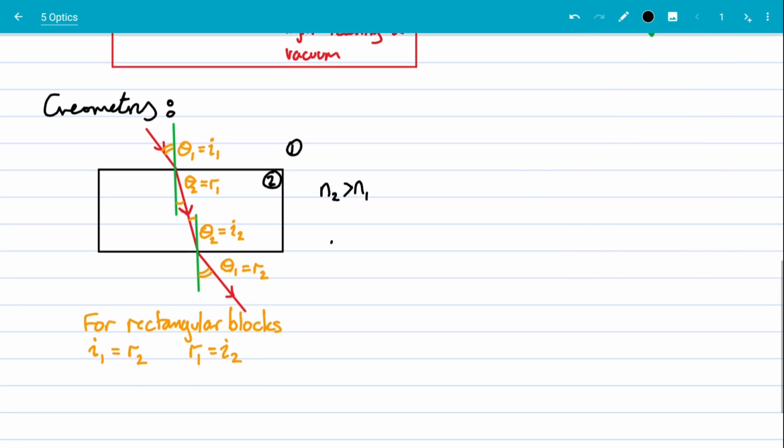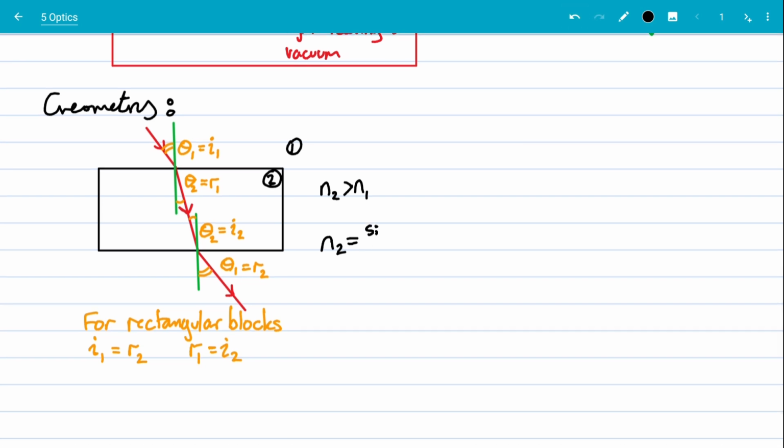So we can say that N2 is going to be equal to sin I over sin R, but it's going to be sin I1 over sin R1, as long as, and this is if N1 is equal to 1. In other words, if it's a vacuum or if it's air, which is pretty much 1.